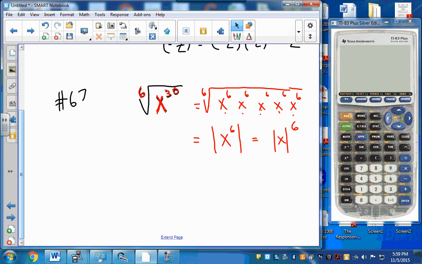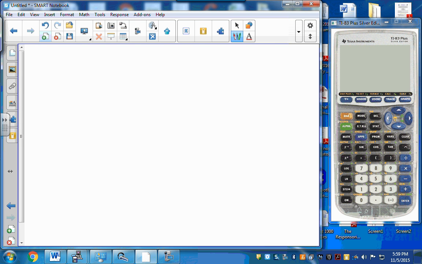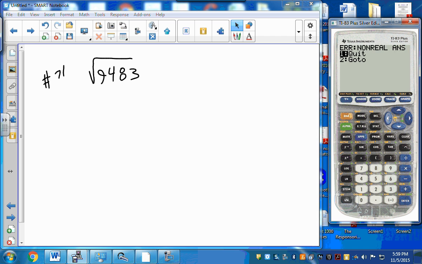Okay, number 71. We have the square root of 9483. And the directions here say, find a decimal approximation, round each answer to 3 decimal places. So this one we do need a calculator. And so we'll do the square root. I do have a square root button, which comes out very nicely. 9, 4, 8, 3. And so here's the approximation, but they do say to 3 decimal places.